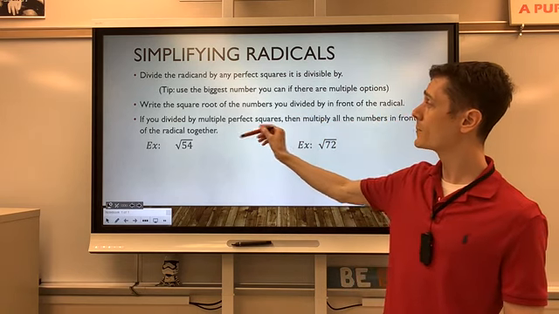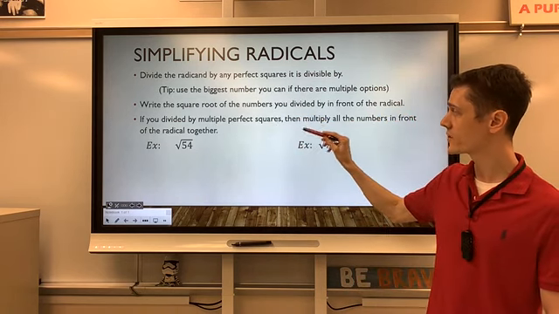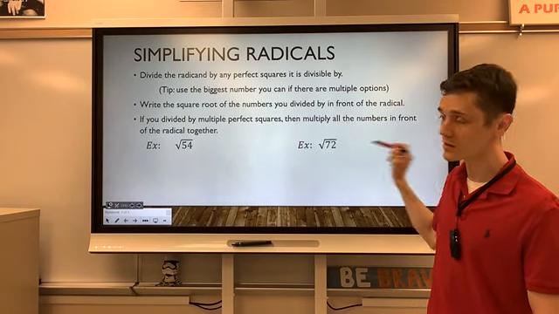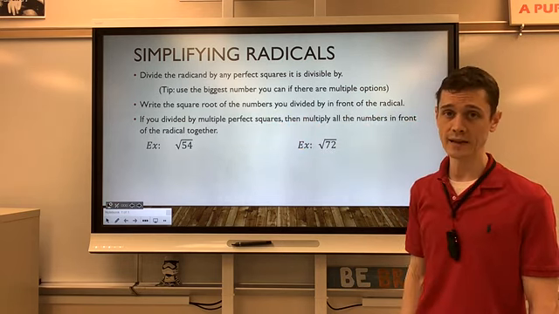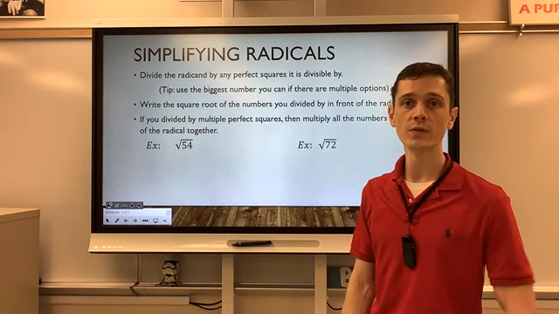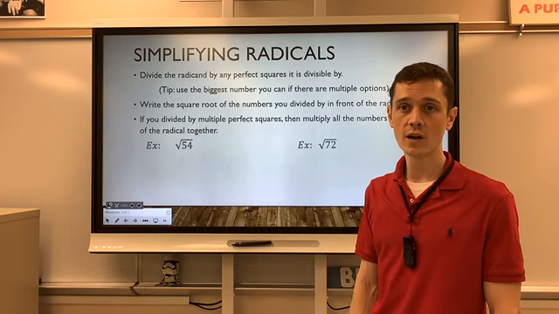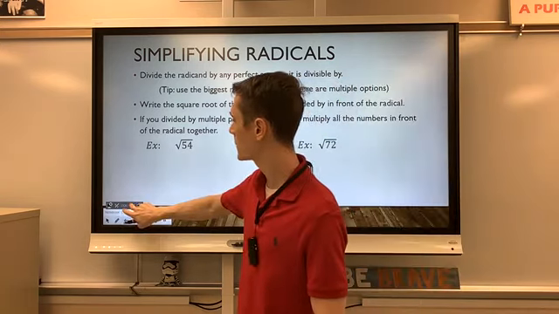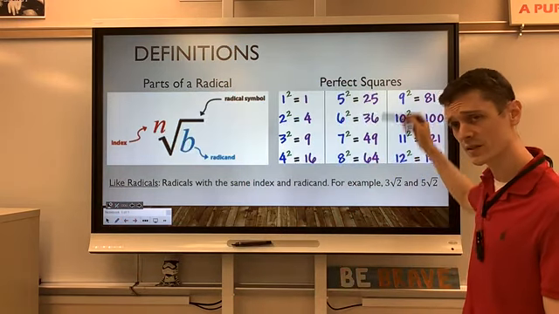And then if you divided by multiple perfect squares, so maybe you had to do this several times, or maybe there was already a number out front, then all of the numbers that are in front of the radical will need to be multiplied together. So let's look at a couple quick examples. We have the square root of 54. The first thing we want to try and check is what is a perfect square that 54 is divisible by. So if you look back at the table, start with the biggest number possible.